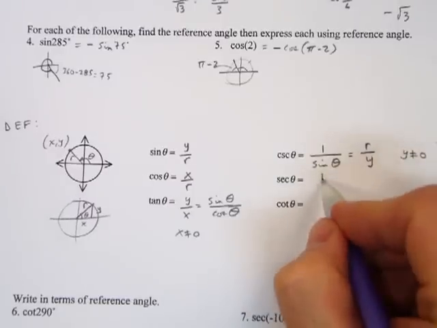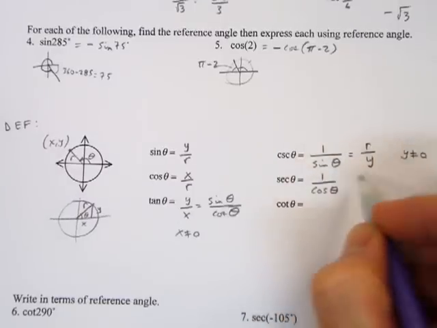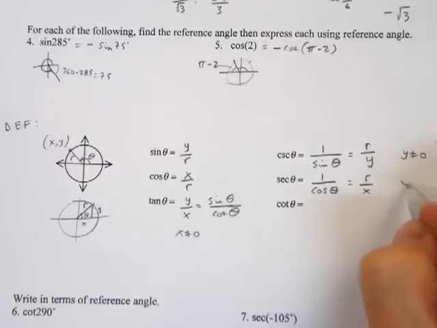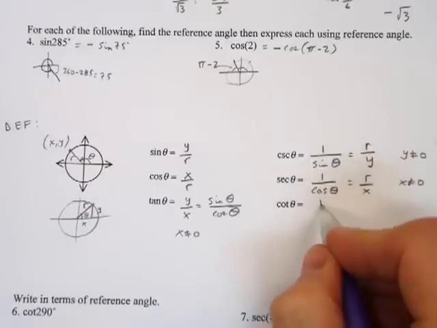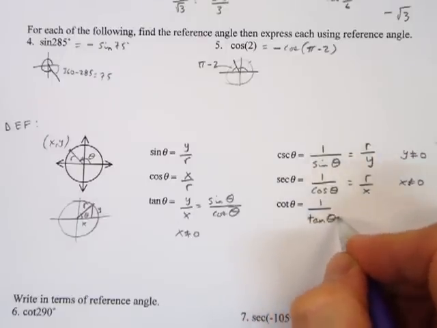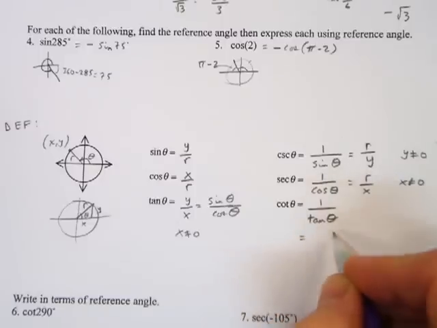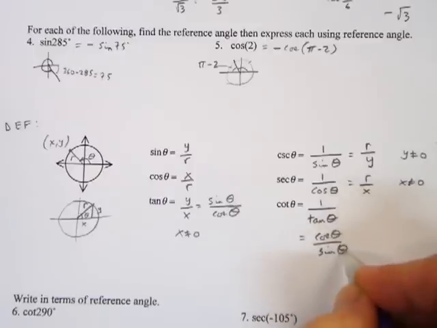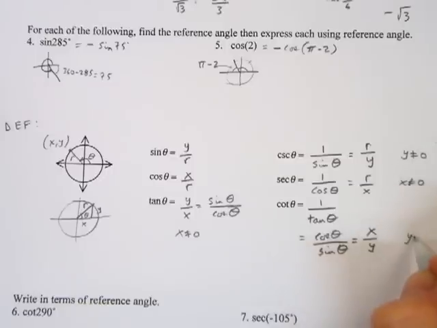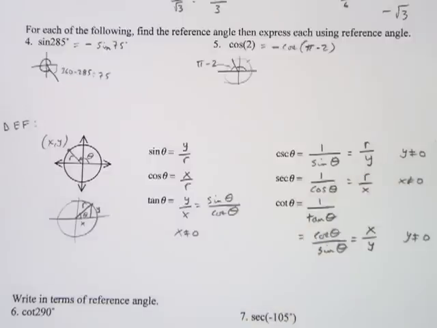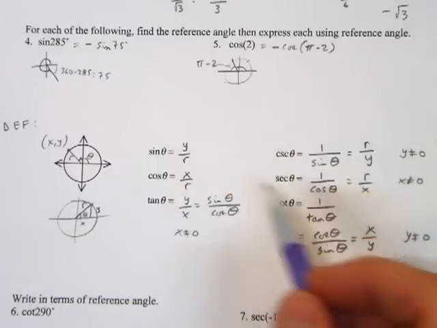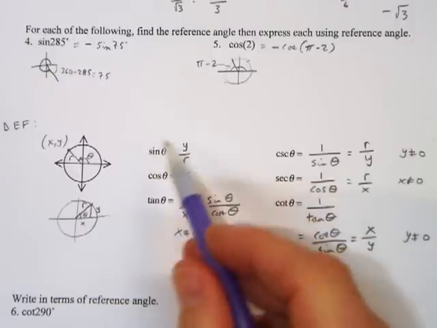Secant is going to be 1 over the cosine of theta, so that will be r over x, and x cannot equal 0. And then cotangent can be written as 1 over tangent theta, which is the same thing as the reciprocal of tan, or cosine of theta over the sine of theta. And in terms of our letters, it could be written as x over y, and here y cannot be 0. So all the trig functions can be related back to our sine and cosine.